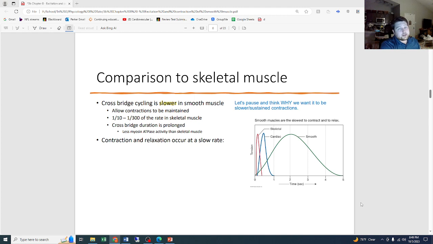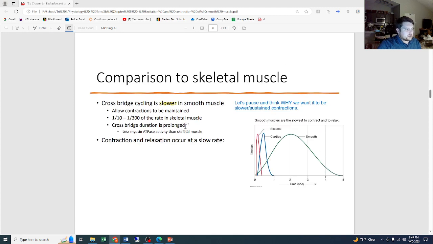Also the eyes. If we're consistently in a bright environment, we need the pupil to constrict and to hold that constriction for a long period of time. And thanks to this slower cross-bridge cycling, we're able to do some of those things. That cycle is actually 1/10 down to 1/300th of the rate of skeletal muscle.